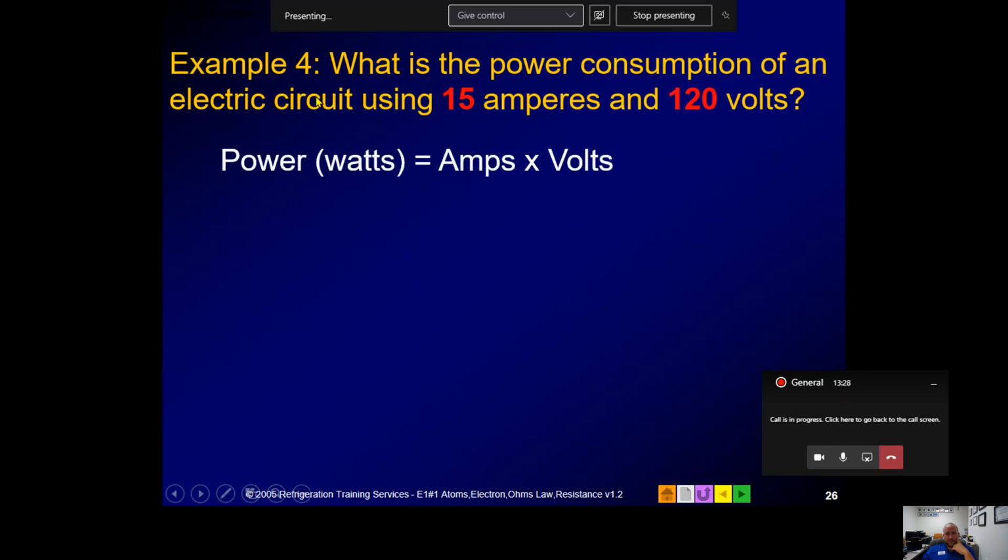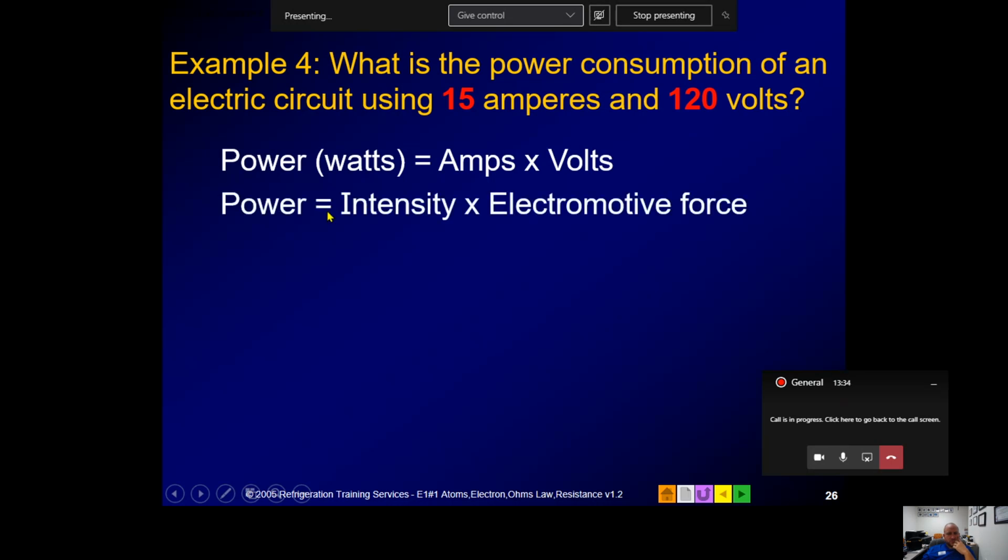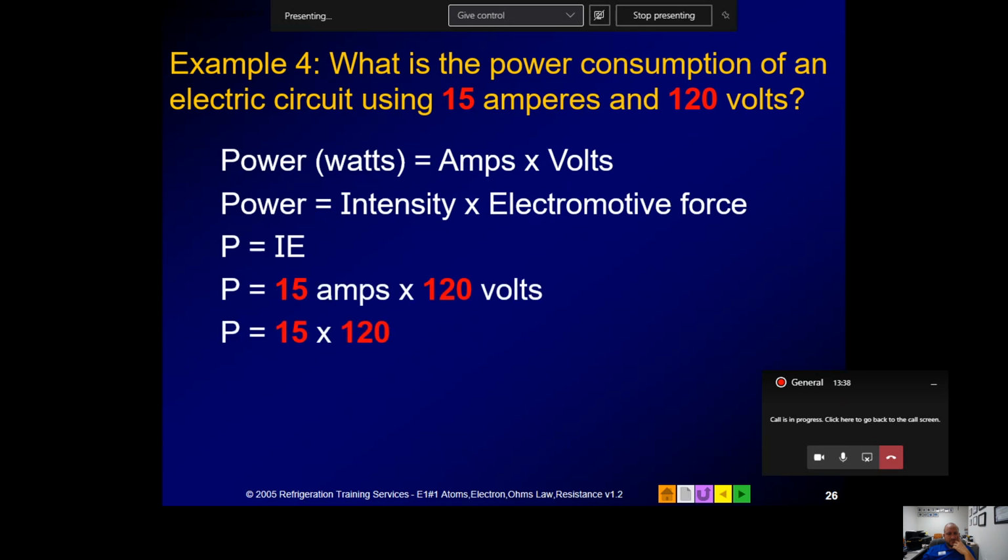What's the power consumption of an electric circuit using 15 amps, 120 volts? You plug that into your formula, and your wattage would be 1800 in that example.